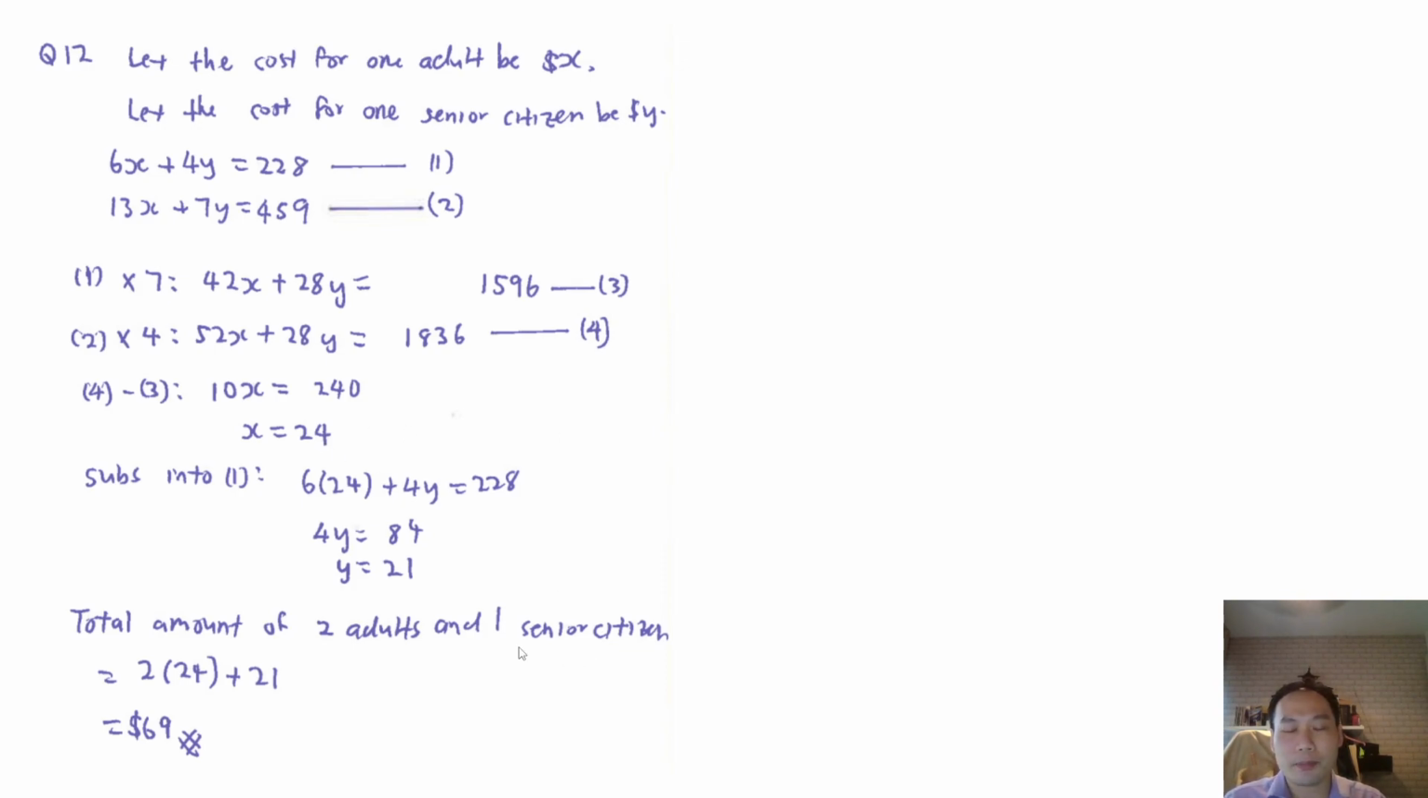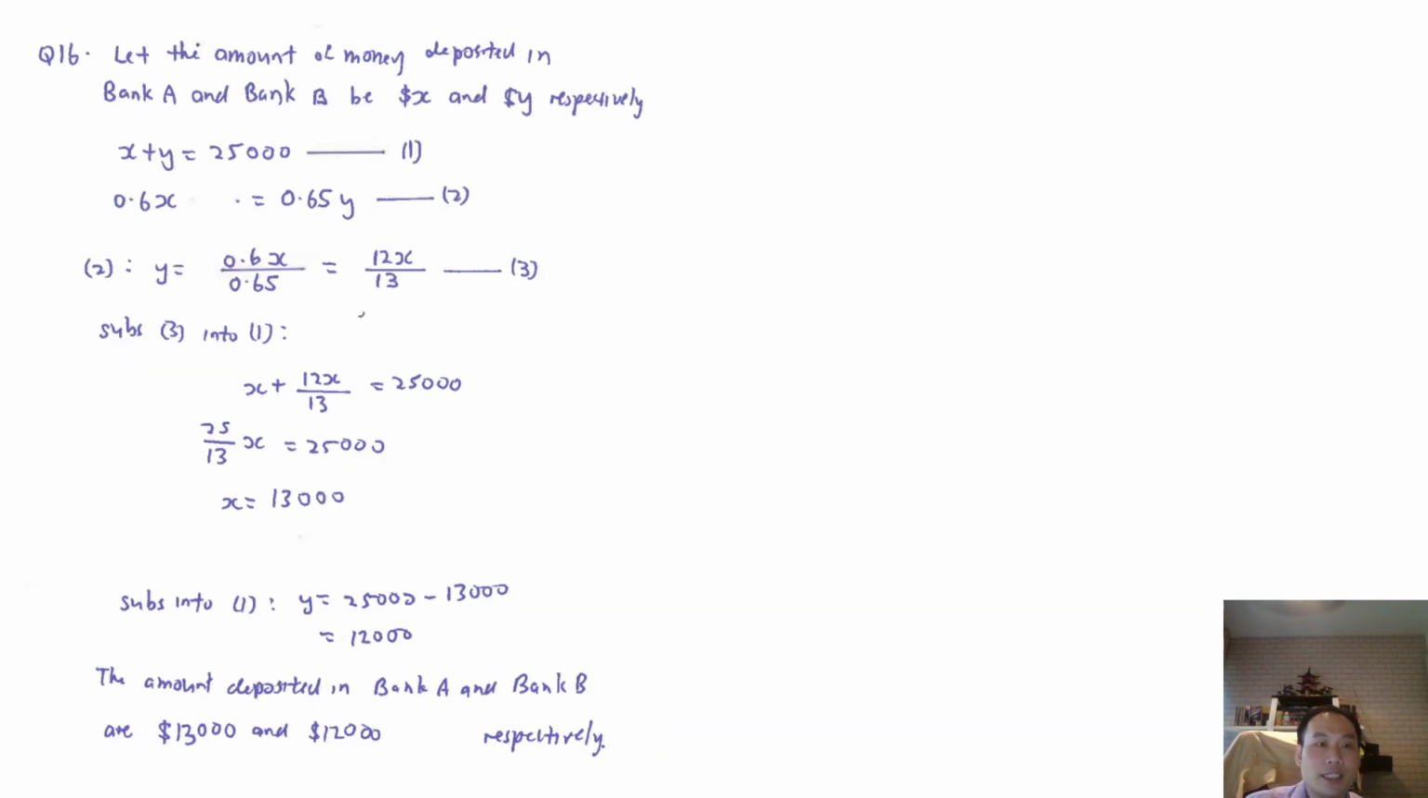So once we obtain that piece of information, we can actually answer the question. The question asks for 2 adults and 1 senior citizen. That means 2 times $24 plus 1 times $21, which gives us $69. And that is the solution to this question. Okay, finally, question 16 is the next question that we are looking at.